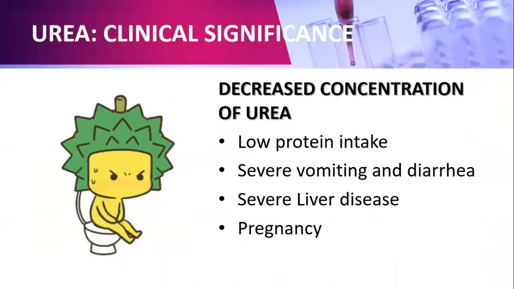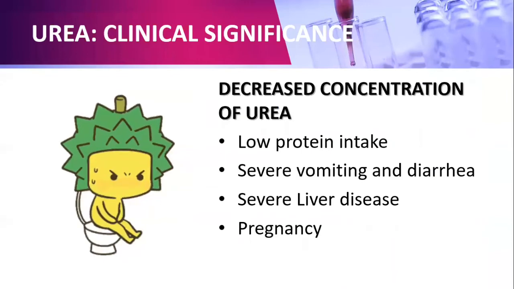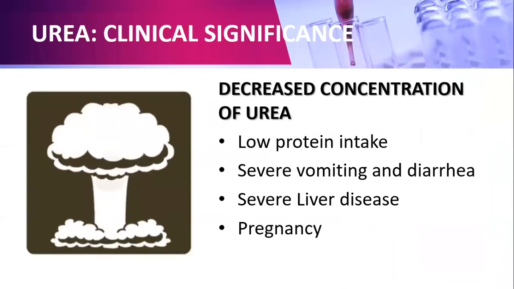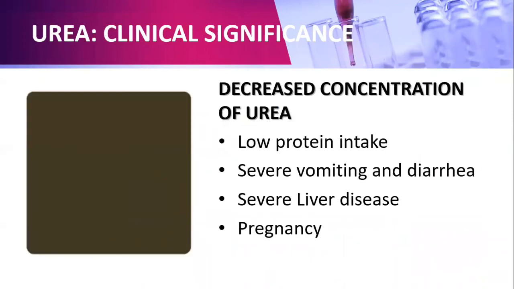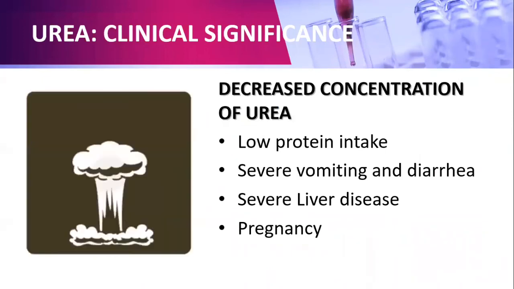The major causes of decreased plasma urea concentration include low protein intake and severe liver disease. Plasma urea concentration is also decreased during late pregnancy and infancy as a result of increased protein synthesis.